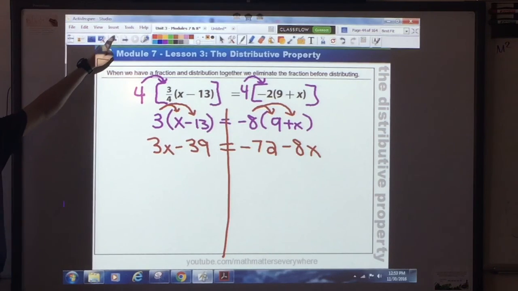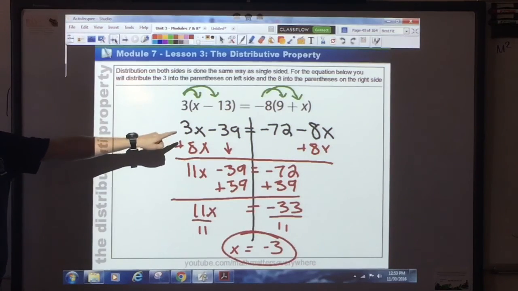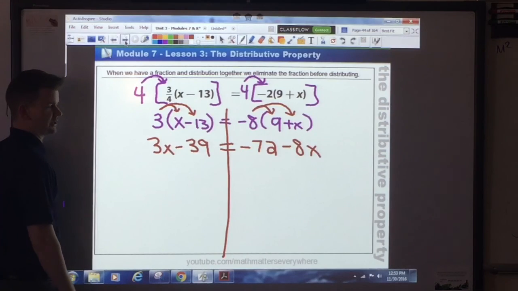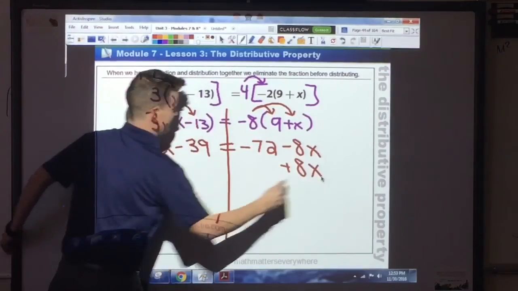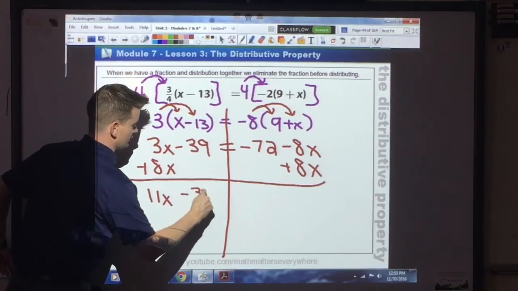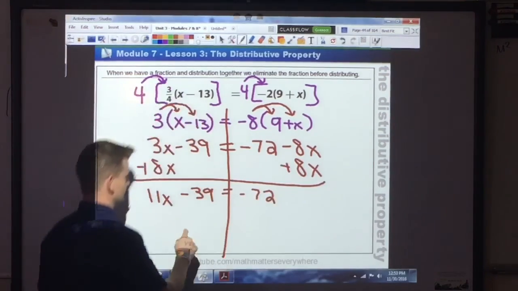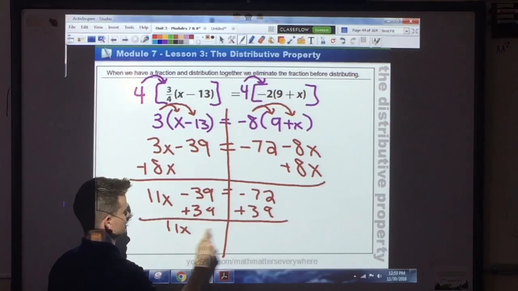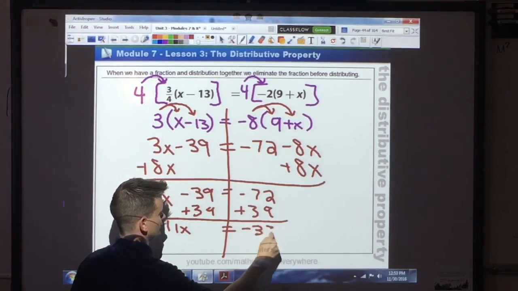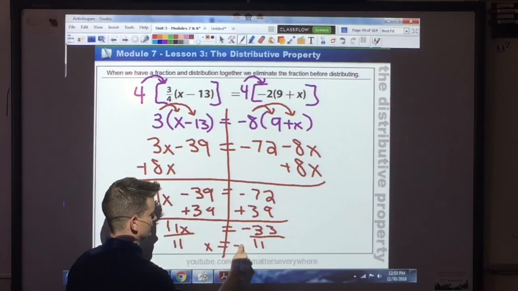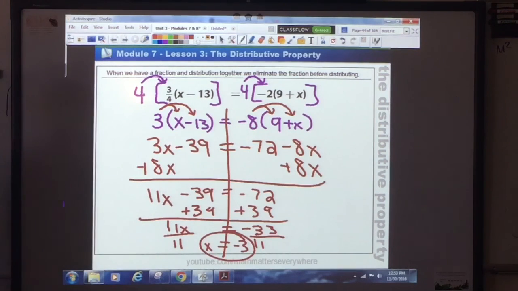Didn't we just do that one right here? Oh, we did. Now that we've done this, let's see if we remember what we did a second ago. What's the smaller coefficient, class? Negative 8. So we add 8x to both sides, and you get 11x minus 39 equals negative 72. You add 39 to both sides. You already know where this is going. Equals negative 33. Divide both sides by 11. You get x equals negative 3.